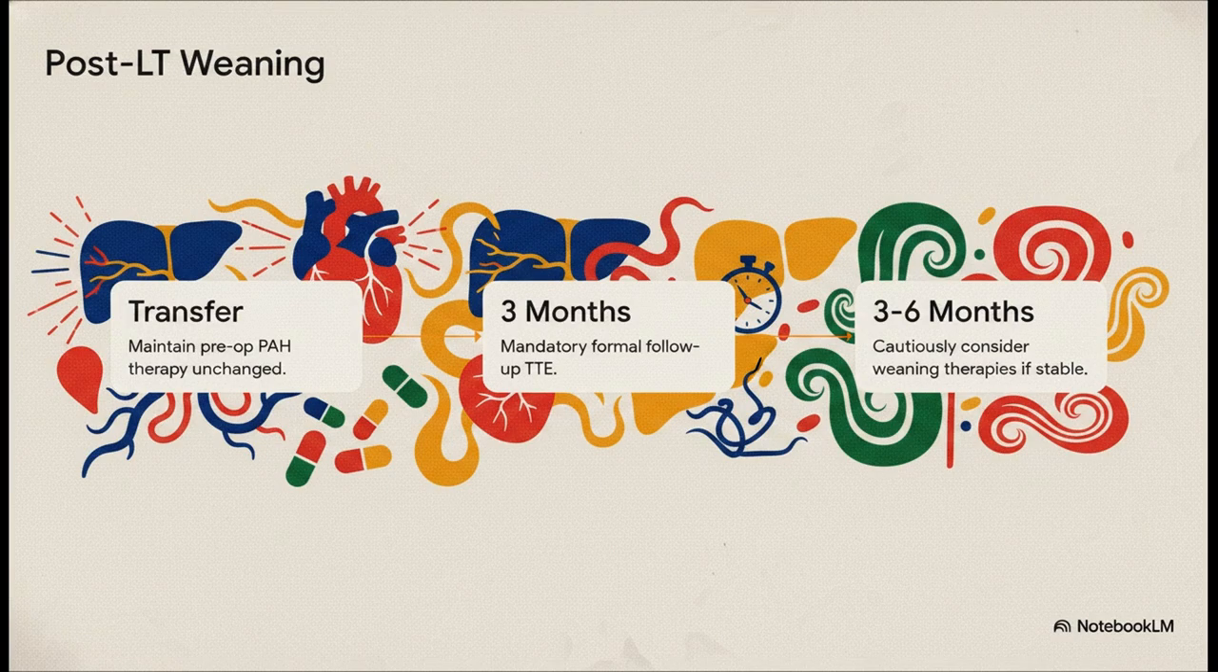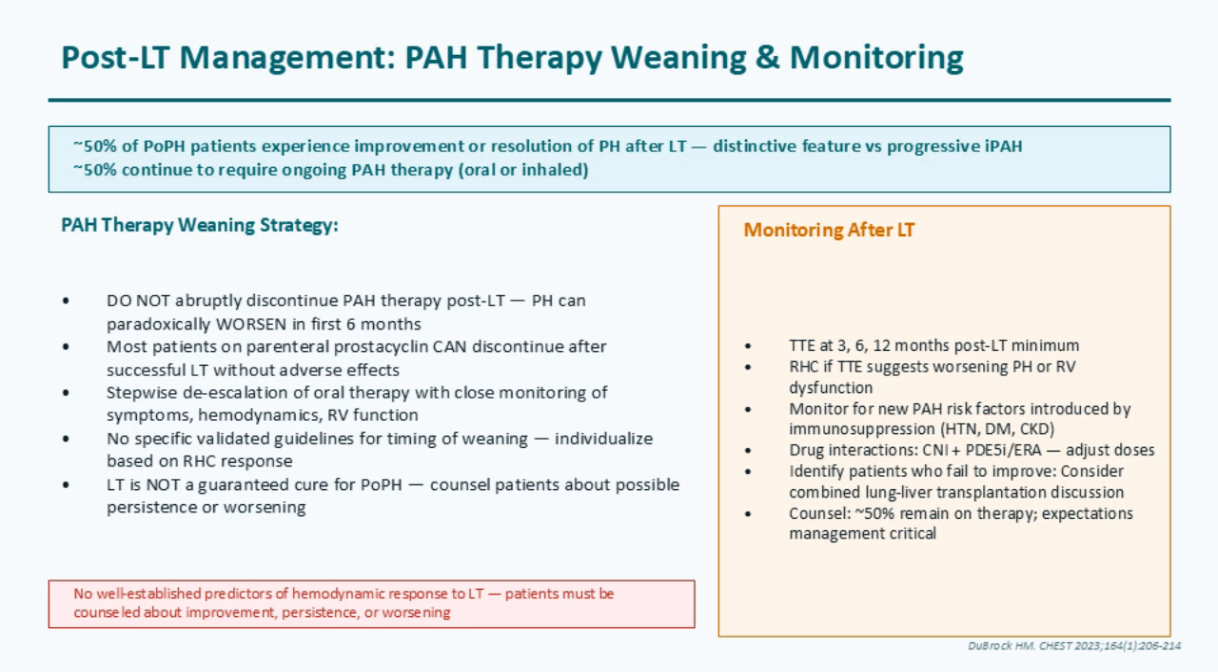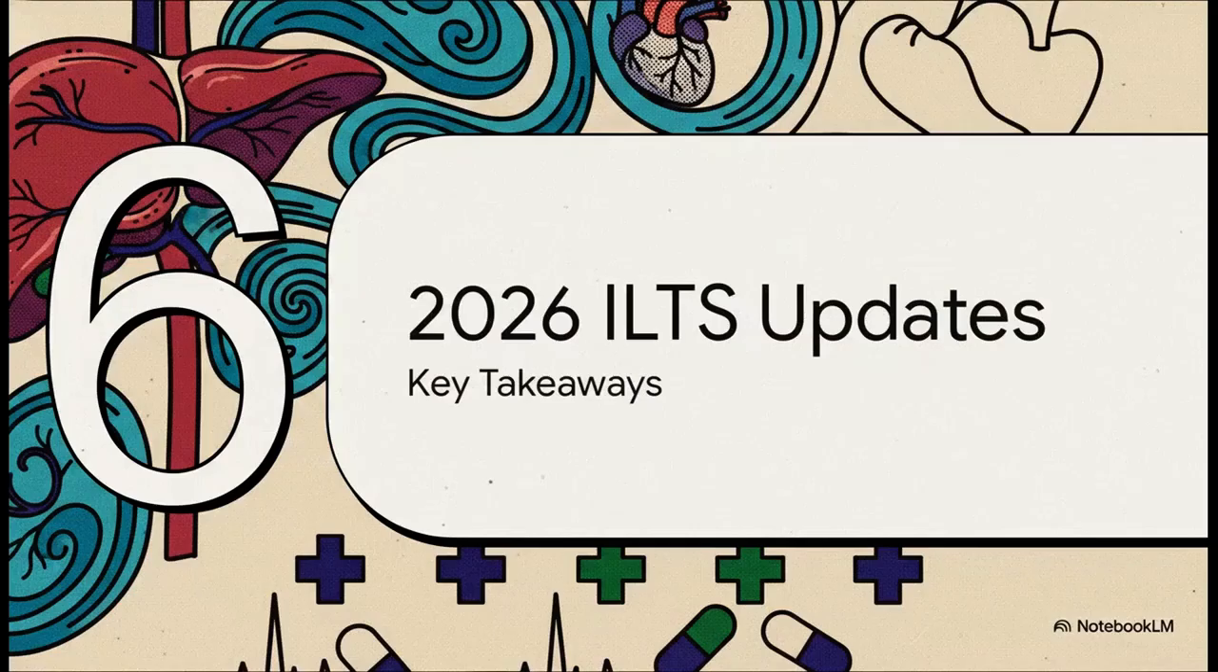The strict, unbending post-operative rule is this: do not wean PAH-targeted therapy in the immediate, vulnerable post-transplant period. The pulmonary hemodynamics can actually acutely worsen in the first few weeks post-op as the hyperdynamic state slowly resolves and massive fluid shifts occur throughout the body. The strict protocol is to maintain their preoperative PAH therapy unchanged upon their transfer to the ICU. You then mandate a formal follow-up TTE at 3 months post-transplant. Only at the 3 to 6 month mark, if clinical and echocardiographic improvement is firmly verified, can you even consider cautiously weaning the therapies. Premature weaning is a major cause of late right heart failure and tragic graft loss. Don't rush it.